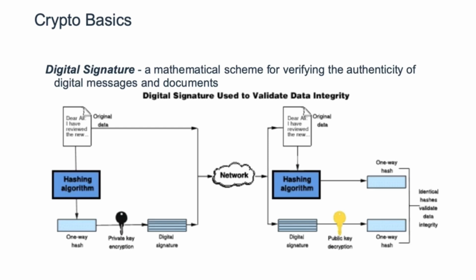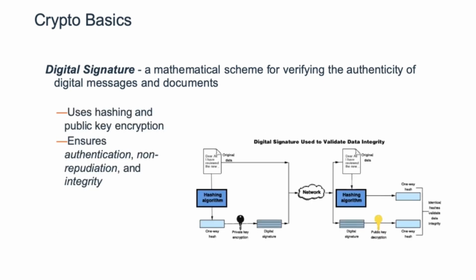So it actually ensures three different things. Ensures authentication. You can be sure that the party that sent the message is really the party that is claimed to have sent the message, because only that party should be in possession of the private key. It ensures non-repudiation. That means that that party cannot deny that they ever sent the message, because it was signed with a private key that's only in possession of that party or person. And also ensures integrity, making sure that the message or the file was not modified in transit.